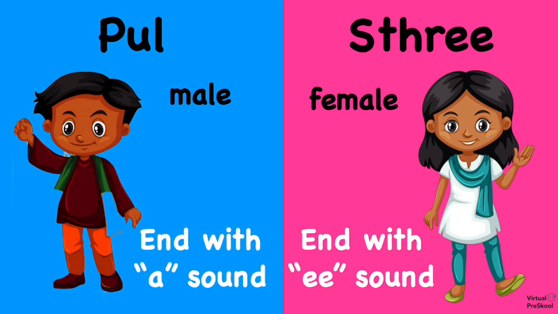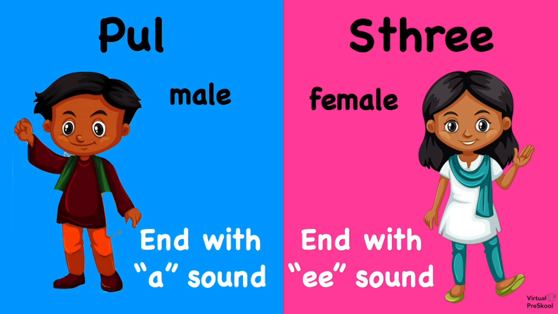So it's good for us to be aware of that, but for right now, when we're starting to practice, don't worry about that. Right now, you can follow these rules. If the noun ends with an a sound, it's pull. If the noun ends with an e sound, it's stri.